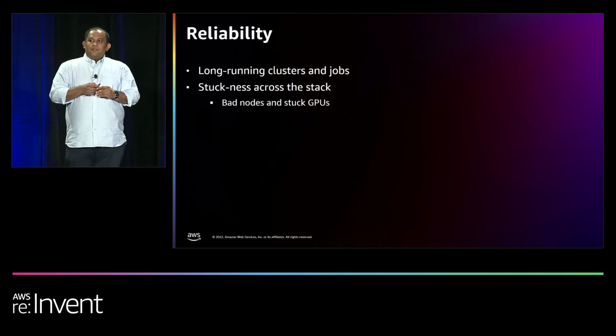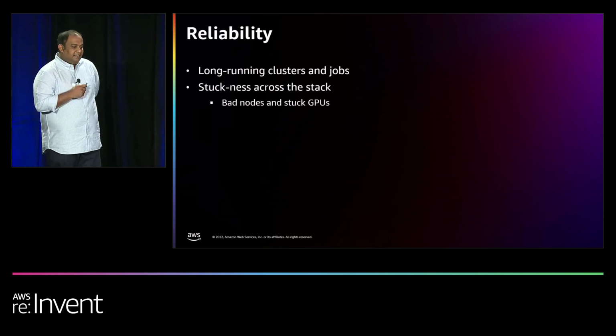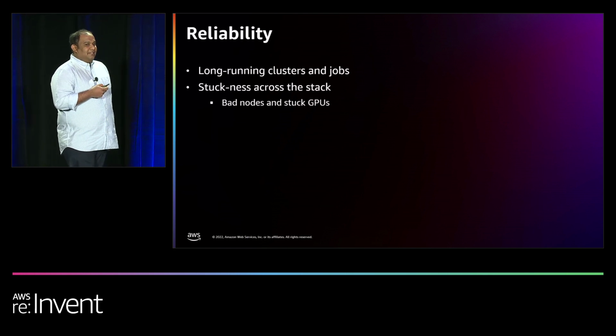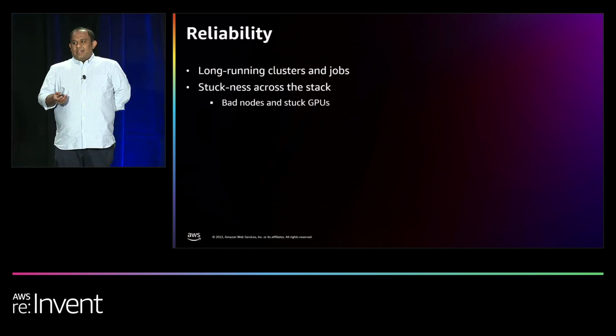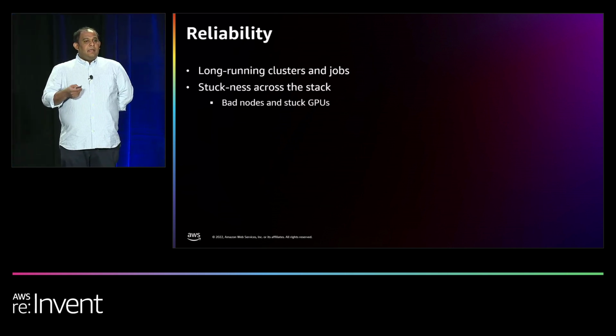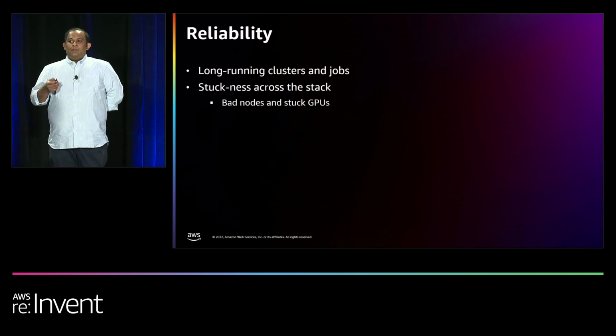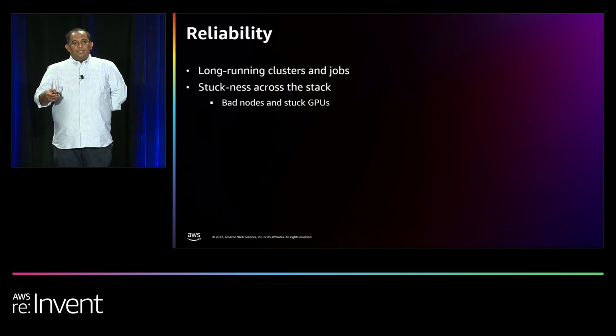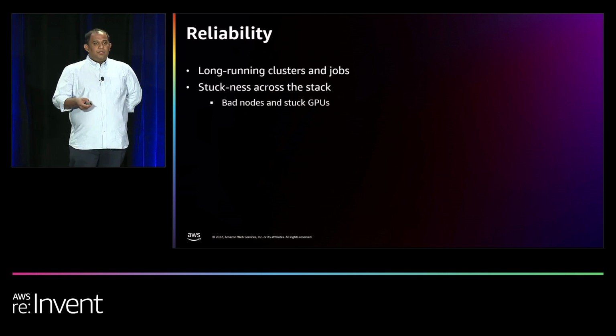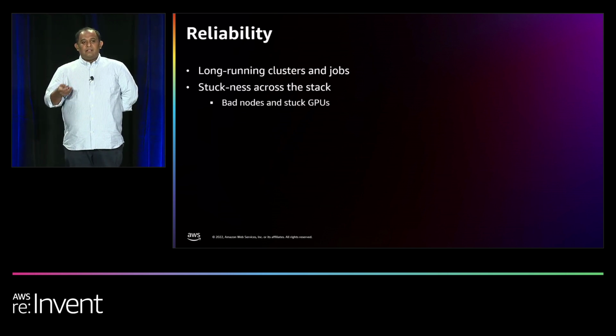So what we found out when we started this journey is the stuckiness of model training is across the stack. So you can have sometimes a bad GPU or a stuck GPU. So you need to continuously monitor your training jobs to ensure that the model is progressing. If not, terminate the job so that people can use the resources for other large model training.